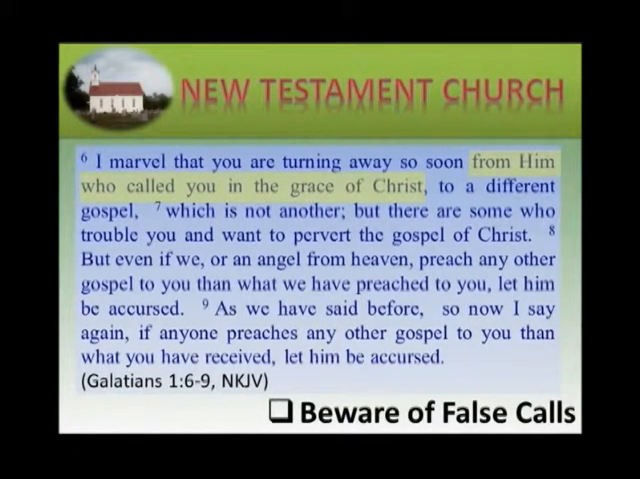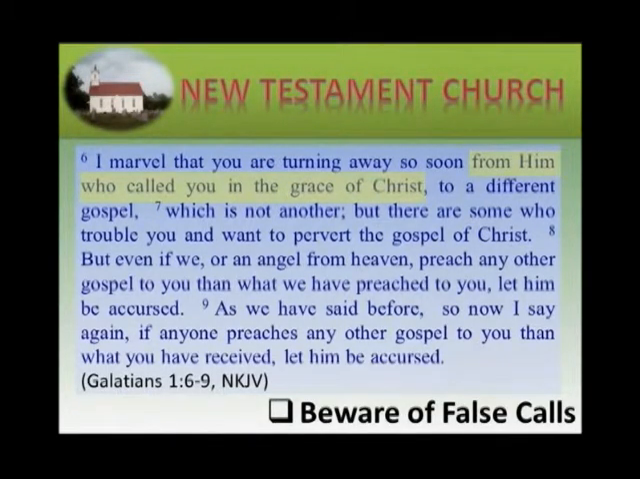But even if we or an angel from heaven preach any other gospel to you than that we have preached to you, let him be accursed. As we have said before, so now I say again, if anyone preaches any other gospel to you than what you have received, let him be accursed.